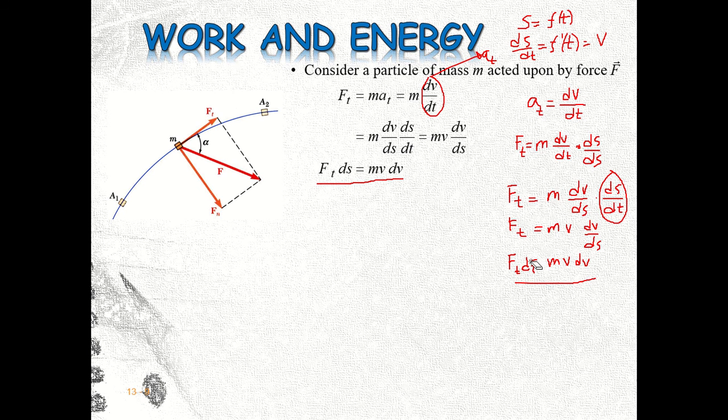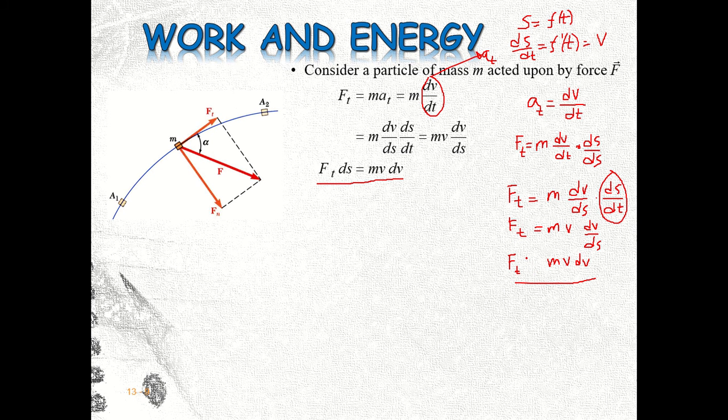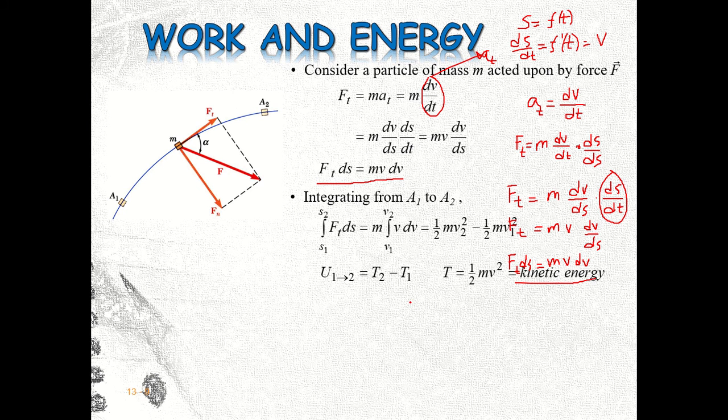Sorry, I missed to write the ds, because we cross multiply ds. Okay, so cross multiplying ds, we have ft times ds equal to mv dv. So integrating both sides, equal to this one, m. So m is a constant.